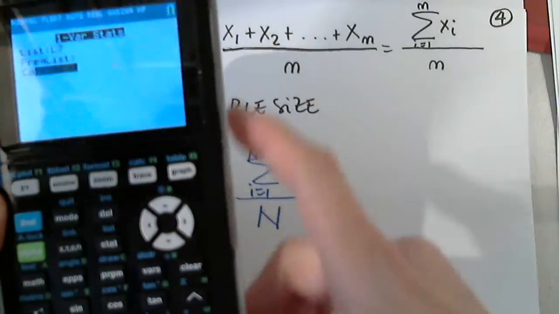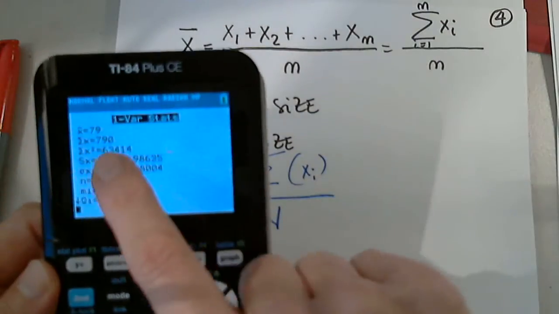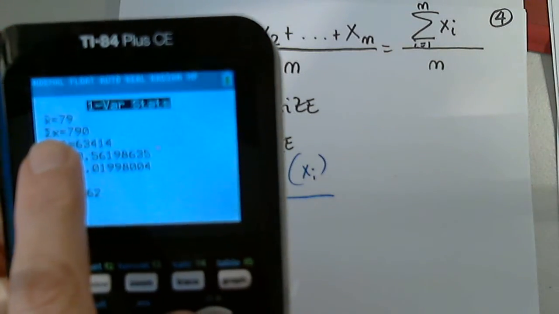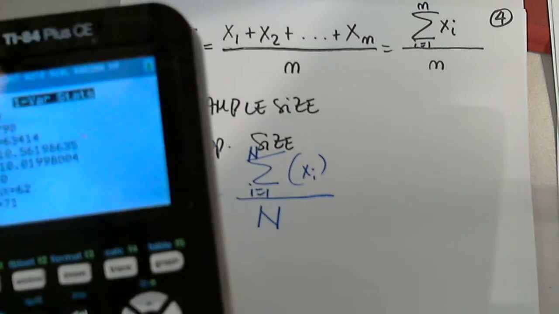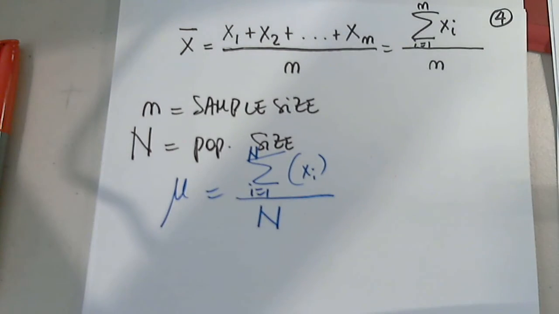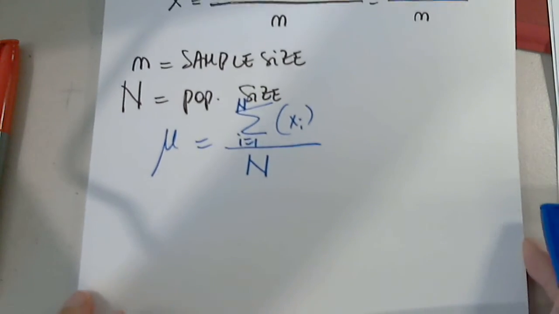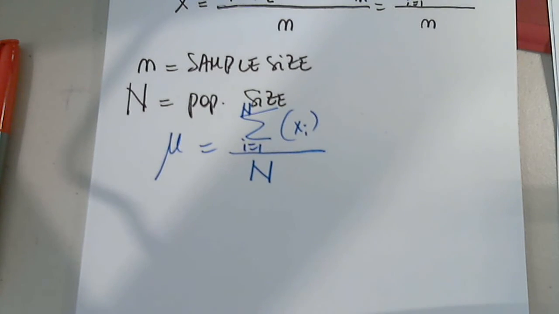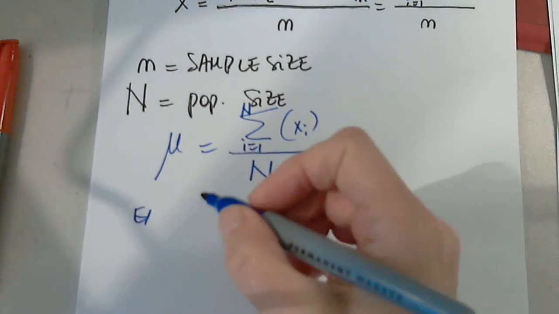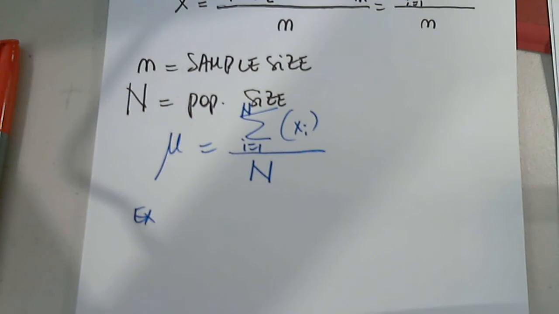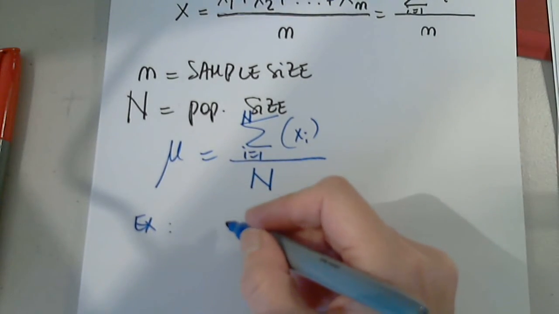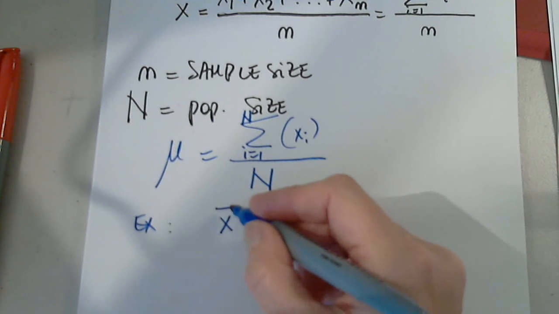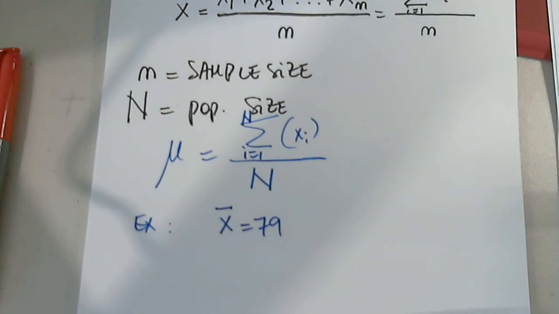Okay, so calculate, and I see the very first entry as the result, x bar is 79. So I will say that for our example 1, let me get my keyboard out of the way. For example 1, we got the sample mean to be 79.